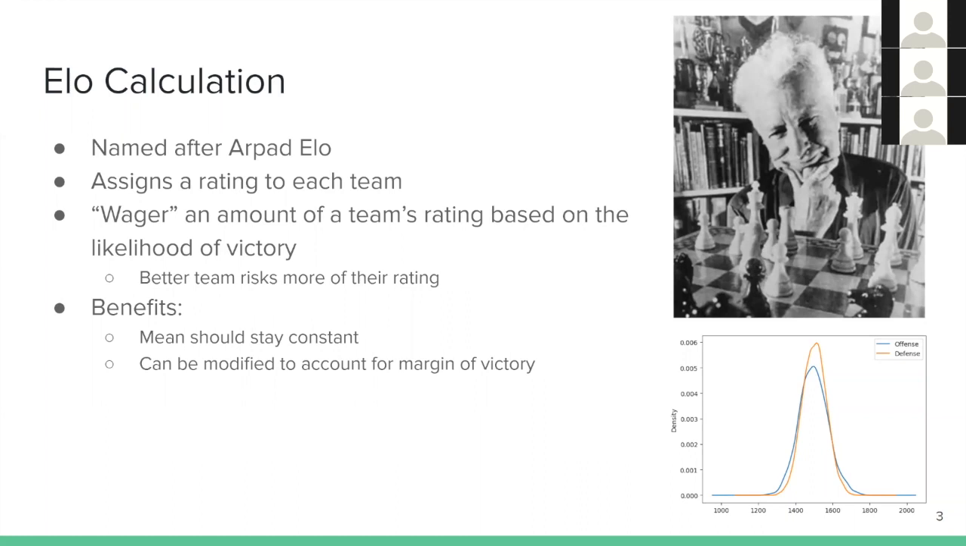It assigns a rating to each team, and each team effectively wagers a portion of their rating whenever a game is played. The benefit of that is that the stronger team would wager a higher amount. So if they were to win, they would go up by a smaller degree, whereas if they were to lose, they would go down by a larger degree because they were so heavily favored. Another benefit is that the mean should stay constant, which helps when you expand over the years. The features that we chose to apply to our models were offensive and defensive ELO ratings, what year a game was played in, home versus away, etc.